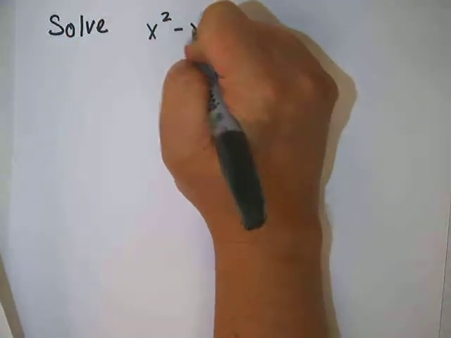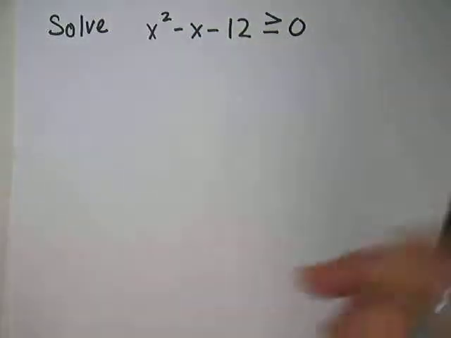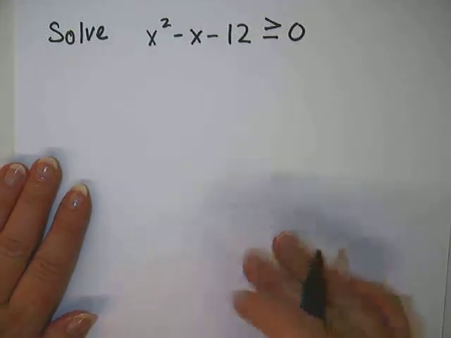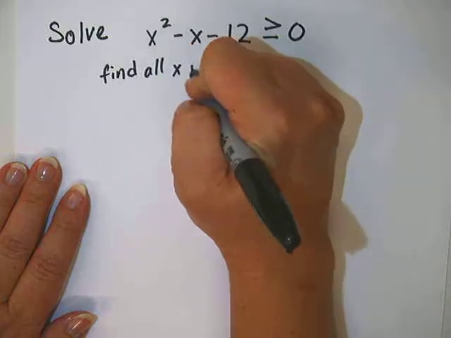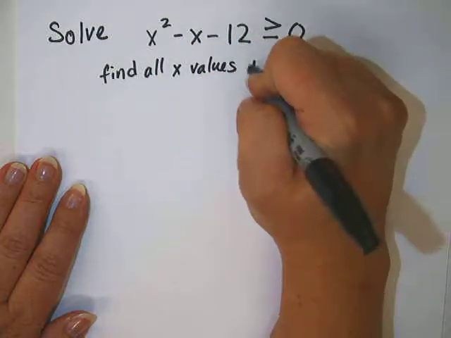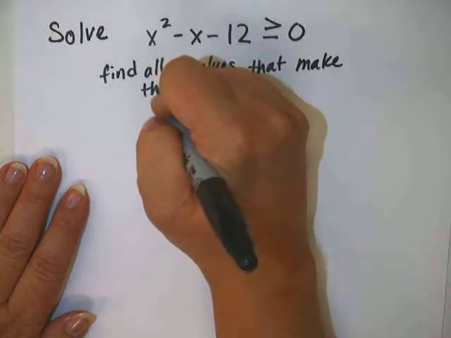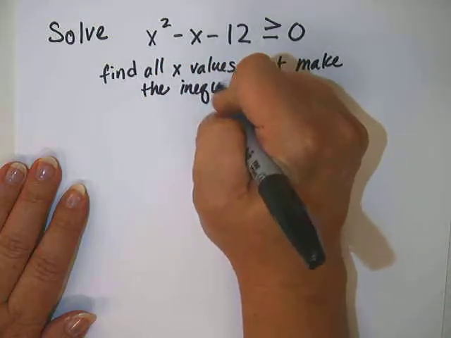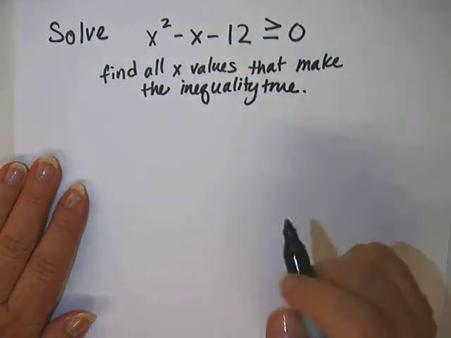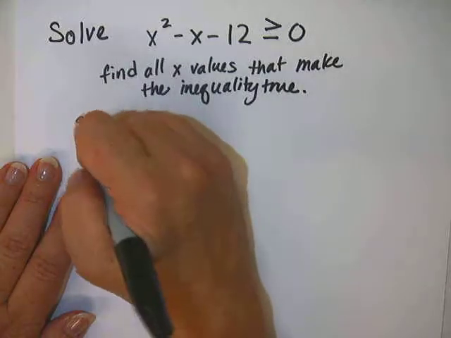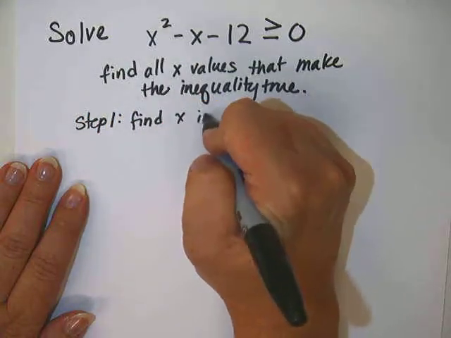We are going to solve x squared minus x minus 12 greater than or equal to 0. So what that means when we're solving is we're trying to find all the x values that make the inequality true. We're going to do that in this section by using a graph.